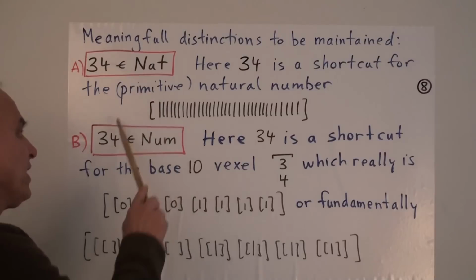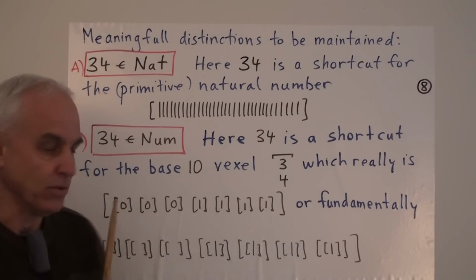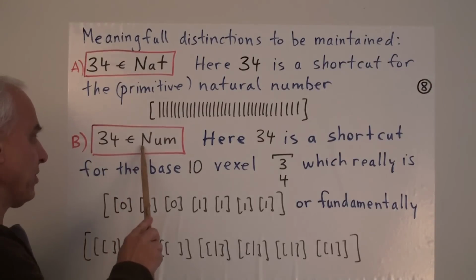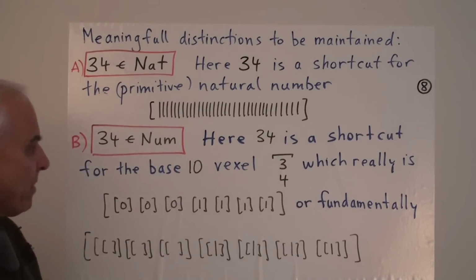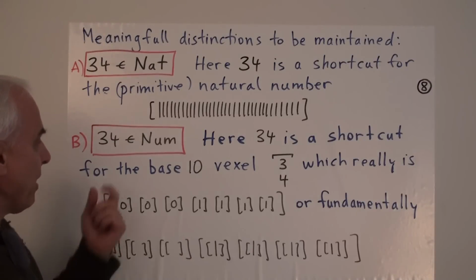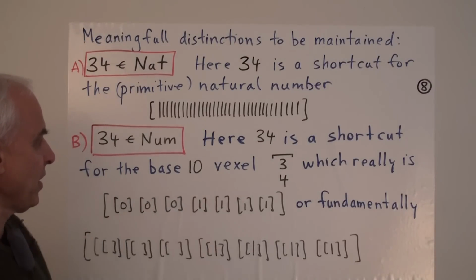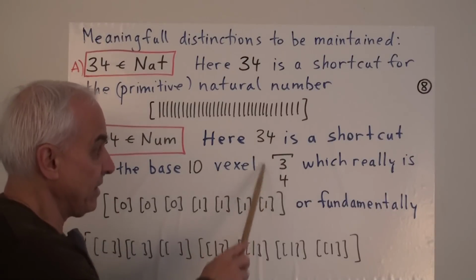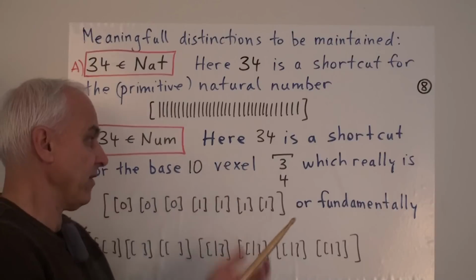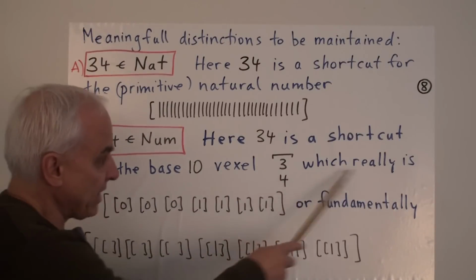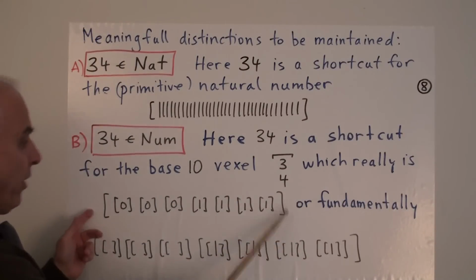As opposed to this usage where we have 34 as an element of num. Okay, so 34 being of type num is a shortcut for a base 10 vexil. So here this 34 is representing this base 10 vexil. So it's a vexil in the base 10 system. And I remind you that it is really this thing here.